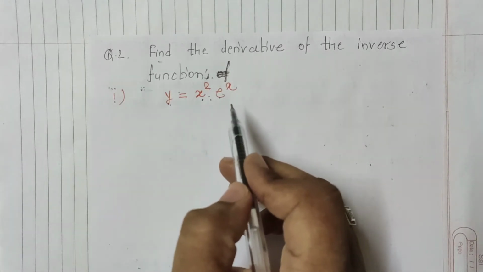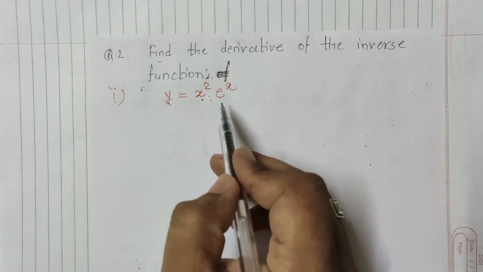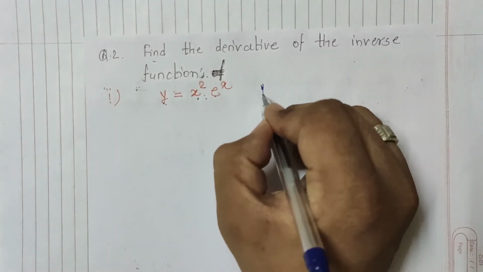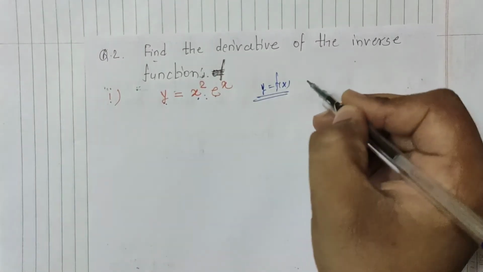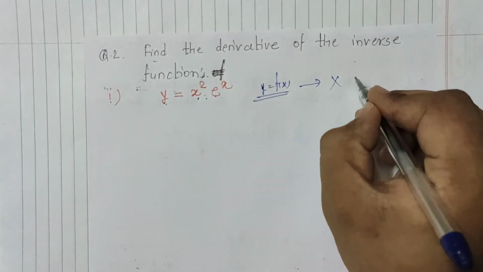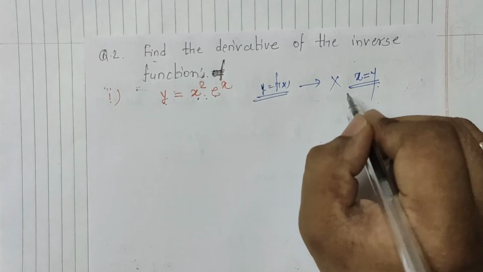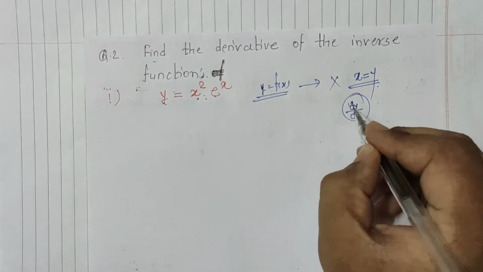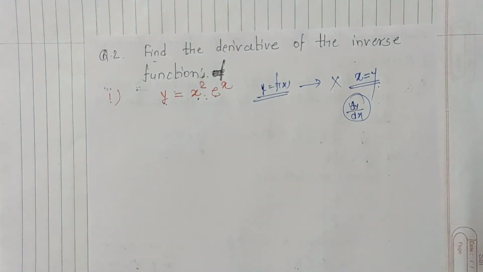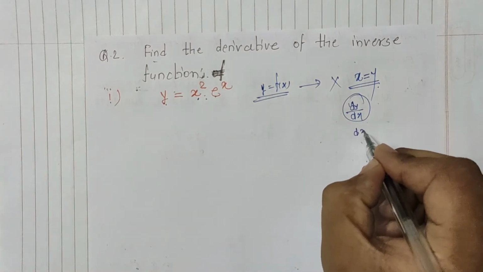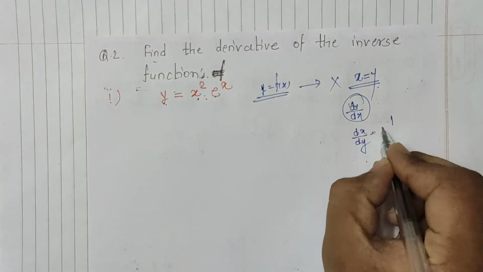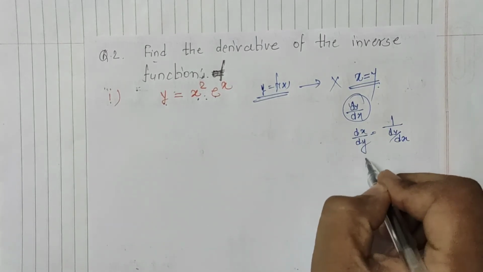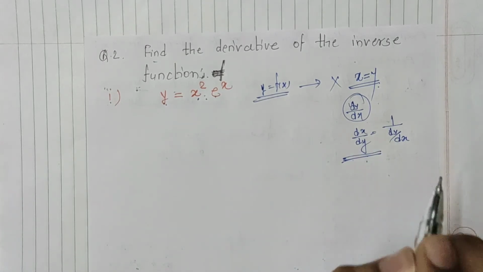What do you observe in question number 2? Here, we want to find the derivative by the inverse function concept, but the given example is in the form y is equal to f of x. But here you cannot convert x in terms of y. So therefore, first of all we differentiate to find dy by dx. Then after finding dy by dx, you will use the formula dx upon dy is equal to 1 upon dy by dx. When you put dy by dx, you will get the required answer.